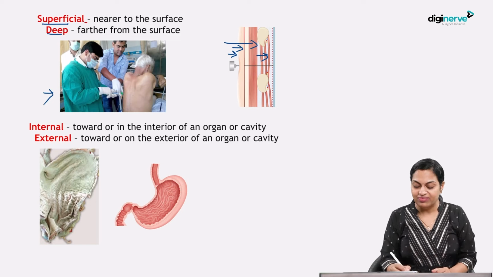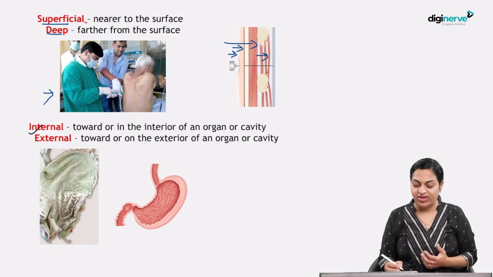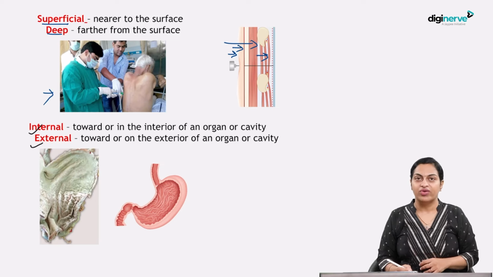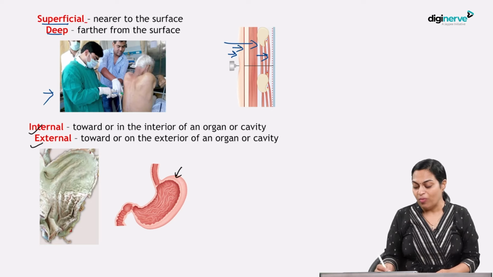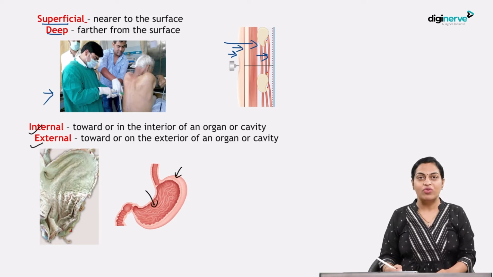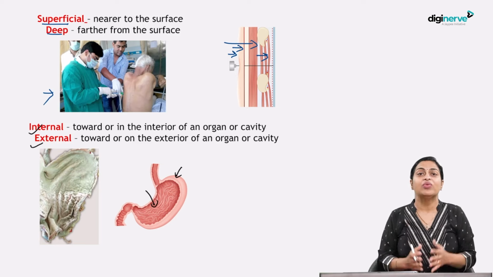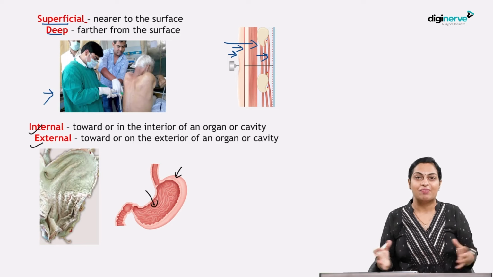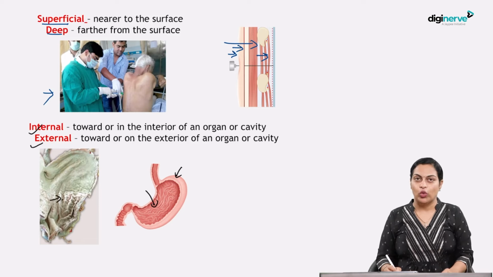Internal and external. Internal, we are looking into the interior of an organ or cavity. External, towards the external features, the surface of the organ or a cavity. So you see, this is the stomach. Part of it has been opened. You will get to see the mucosal folds here. They are called the rugae, the temporary mucosal folds. When the stomach is empty, you get to see these folds. When the stomach is full and distended, these folds disappear, the temporary mucosal folds. The gastric rugae, while looking into the interior of the stomach.